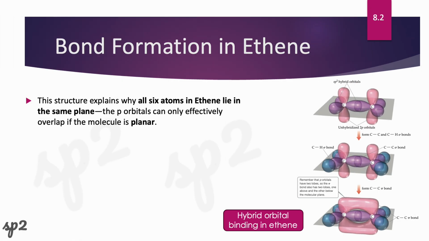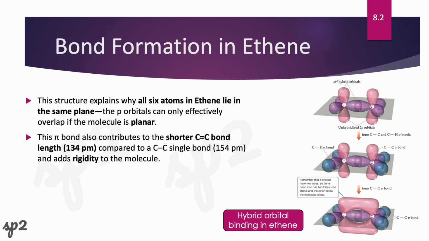So this structure explains why all 6 atoms in ethene are on the same plane, as the p orbitals can only effectively overlap if the molecule is planar. Also, a little bit about the distance between the two carbon atoms. With the pi bond, we are expecting a shorter distance between the two carbons. The length is about 134 picometers. If you compare that with the CC single bond, which is 154, we're expecting a shorter distance, because that is a stronger bond, so the two carbon atoms are closer to each other. Also, the molecule is going to be a little bit more rigid because of this pi bond. Cool, so that's about the double bond. Now, looking at the next page.